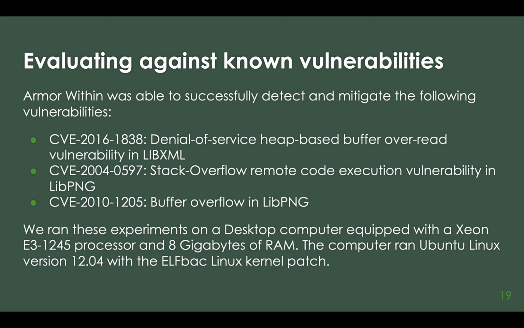To evaluate against known vulnerabilities, we carried out experiments on a Xeon E3-1245 processor with 8 gigabits of RAM with Ubuntu Linux with the elf-back Linux kernel patch on it. Armor Within was able to successfully detect and mitigate the following three real-world vulnerabilities that we selected for our evaluation. We were successfully able to inject our parsers in these binaries as well.